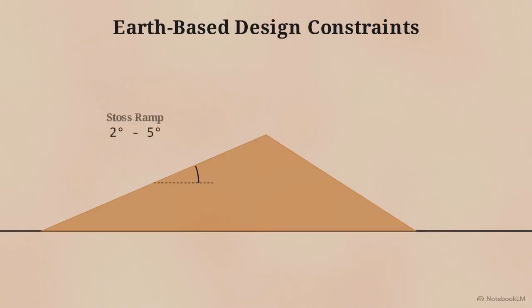The windward ramp, known as the stoss, is held at an exceptionally shallow angle of just 2 to 5 degrees, maximizing water infiltration and allowing wind to push new material upward. The leeward face is aggressively constrained, engineered to remain completely stable under 15 degrees.